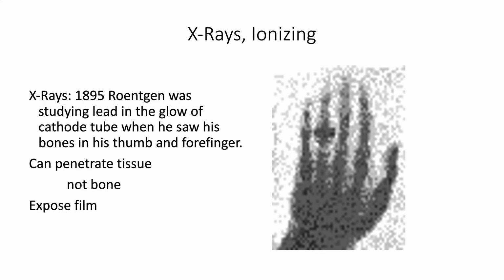X-rays were discovered in 1895. This is also a form of ionizing radiation, by a gentleman named Röntgen, and he was studying lead in the glow of a cathode tube, and he saw bones. Okay, and y'all know X-rays can penetrate tissue but not bone, and they'll expose film. An X-ray or a radiograph is actually more like a shadow. Right? Imagine you're looking at the shadow. Right? But it's ionizing radiation.